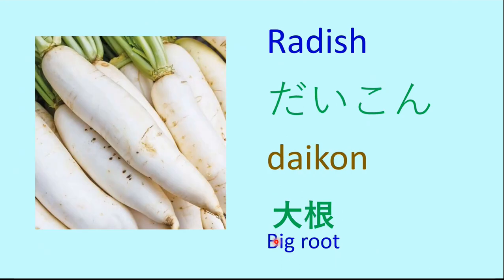The second one is radish, which is called daikon in Japanese. Again, we have studied this kanji symbol, which is for big or large size, and this is called dai. This is the kanji for kon, this is the kanji for dai, and kon means root. So daikon means big root. Radish is basically big root in Japanese, daikon.